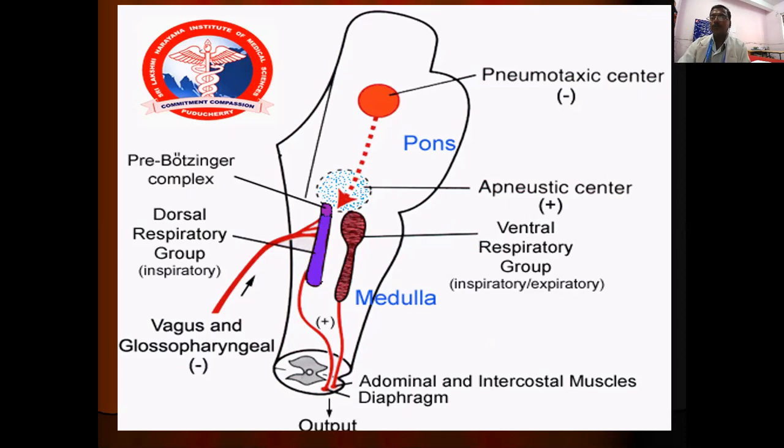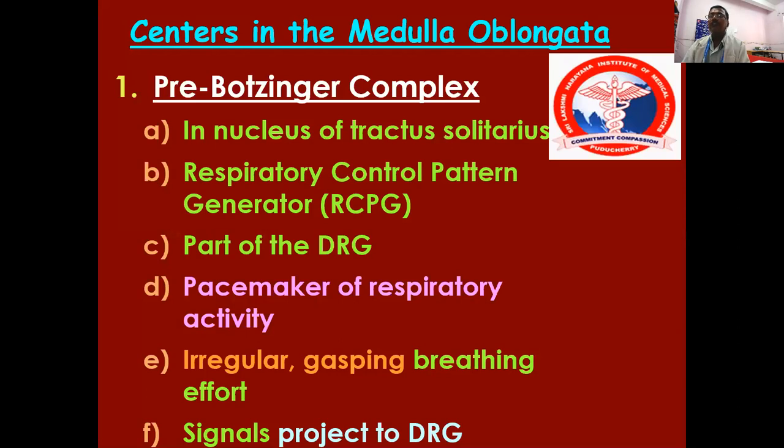And the dorsal respiratory group, which is on the left side of the slide or picture, is believed to cause the inspiration. All this is controlled and influenced by the nerves, the vagus as well as the glossopharyngeal nerve. Okay, now the centers in the medulla oblongata.